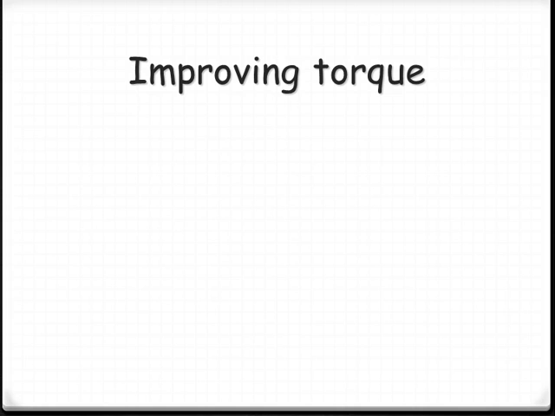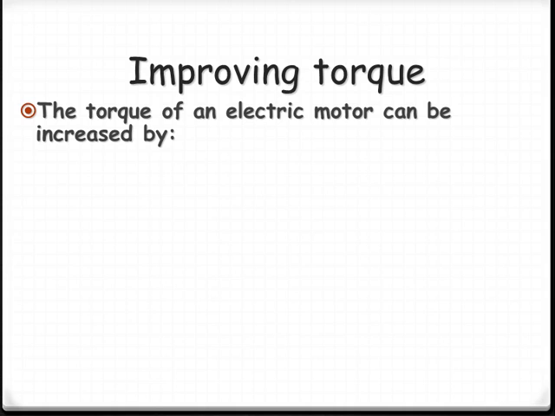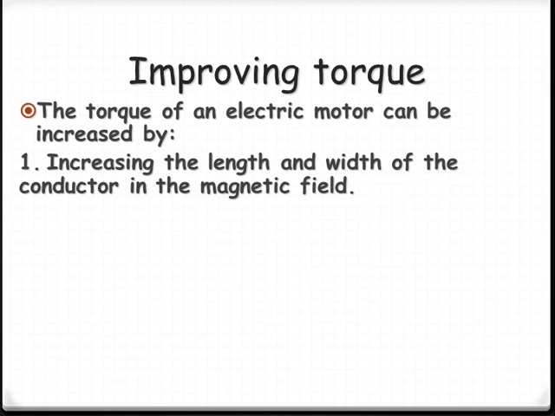So how do we improve torque? Again, this relates back to how we improve the simple DC motor, and it'll be one of these two questions that you're going to see in your exam. Firstly, you want to increase the length and width of the conductor in the field. Increasing the length increases the force. Increasing the width means you've got greater torque.